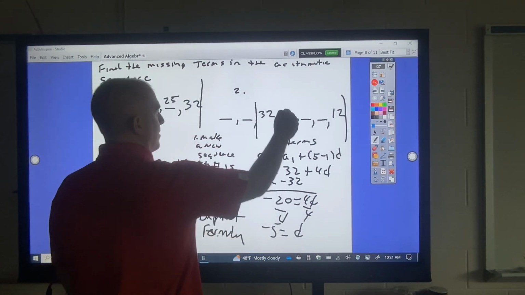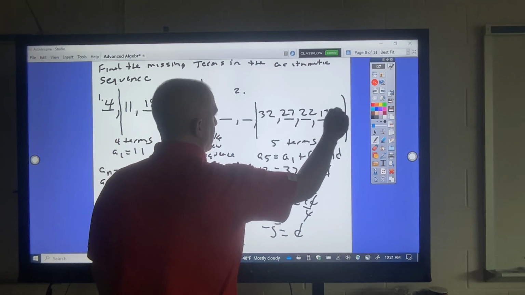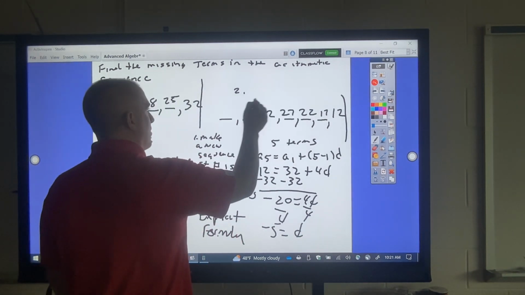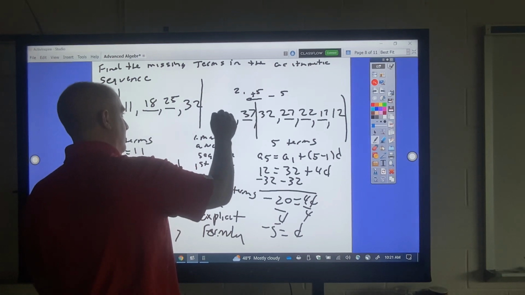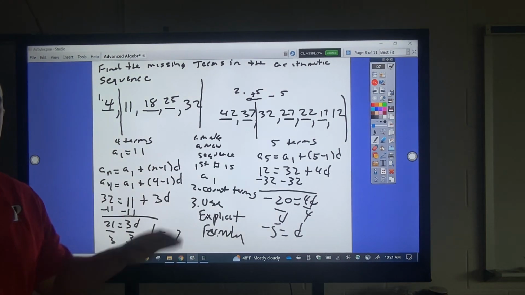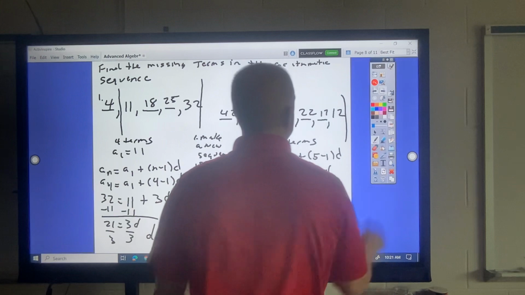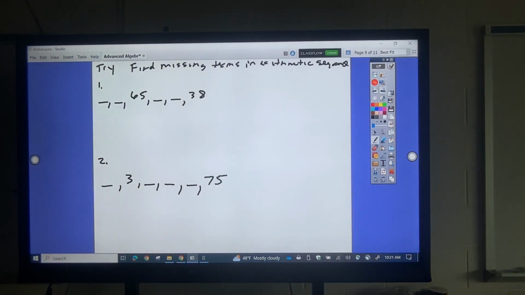So what does that mean? That'd be 27, 22, 17, 12. Now if I subtract 5 going that way, I would add 5 going this way, so that'd be 37, 42. So that's renumbering a sequence. You guys go ahead and try those two on your own.